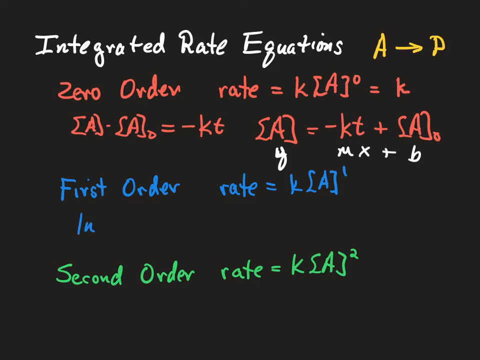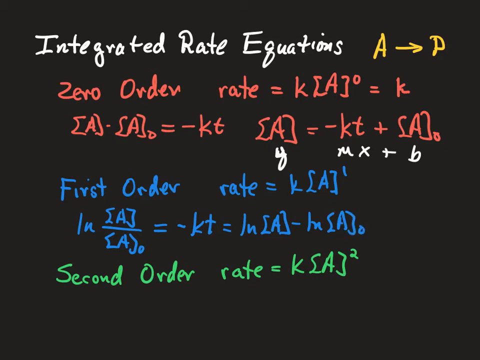natural log of your final concentration of your reactant divided by the initial is equal to minus kt. And if you reorganize that, remembering our log rules, the left side would rearrange to the natural log of A minus the natural log of A0.